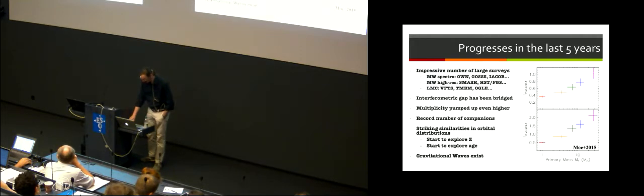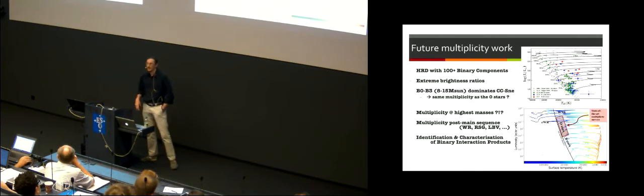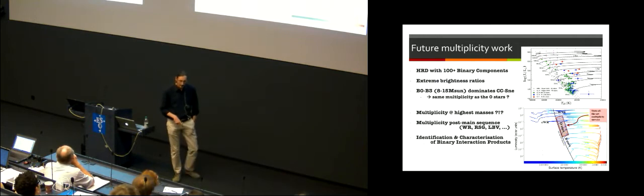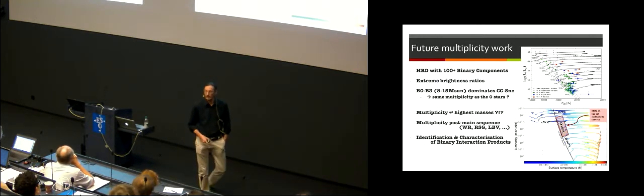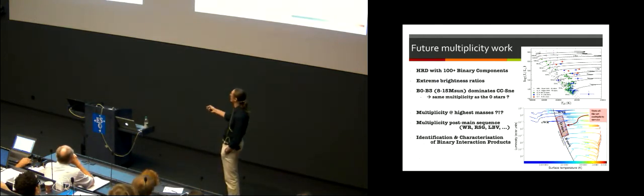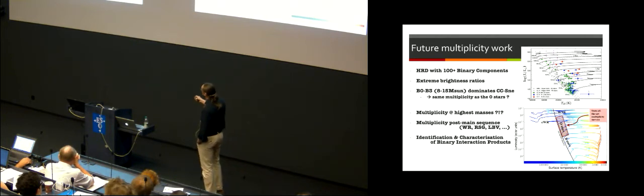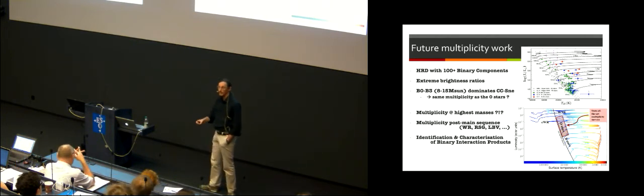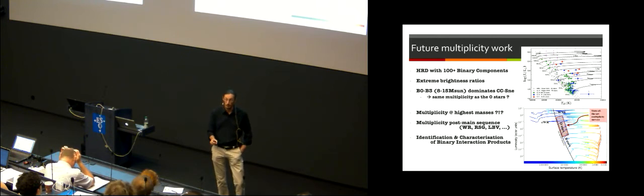And as a last slide, I wanted to show what I think are the next things that we could achieve in the next 5 years, which is to actually get the physical properties of samples of 100 binary components and place them in an HR diagram as we did for the single stars. That would be interesting. We can investigate the extreme brightness ratios. We can check whether the properties of the B stars, which are dominating the supernovae in terms of number, are the same as those of the O stars.